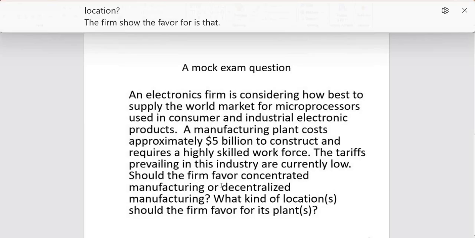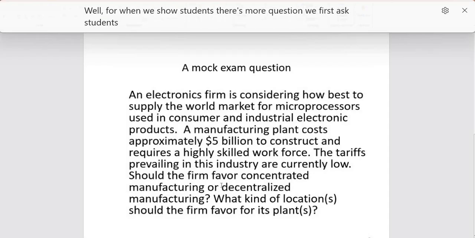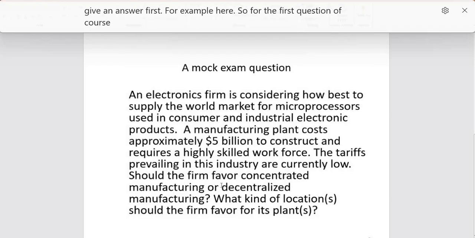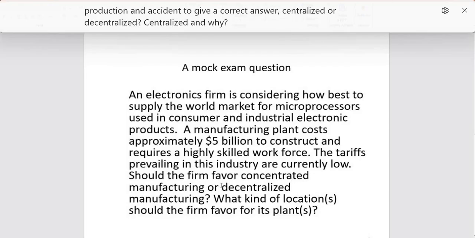When we show students this mock question, we first ask them to give an answer. In the final exam, they get the question and give an answer first. For example, for the first question, of course, the choice should be centralized. We ask students to give a correct answer. Centralized or decentralized? Centralized, and why centralized?